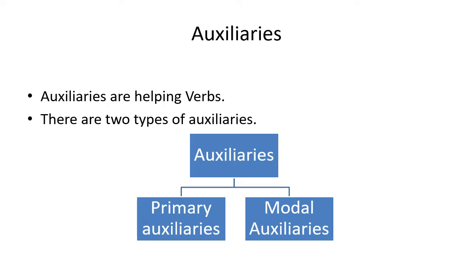And here we are. Friends, I told you people what auxiliaries are. These are helping verbs, and there are two types of auxiliaries: primary auxiliaries and modal auxiliaries. Before we know the difference between the two, I would like to show you people primary auxiliaries.